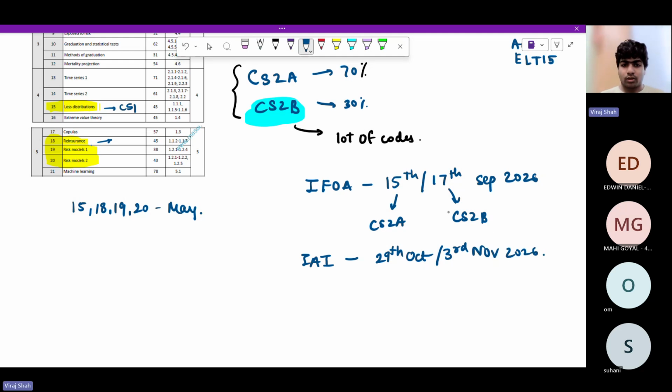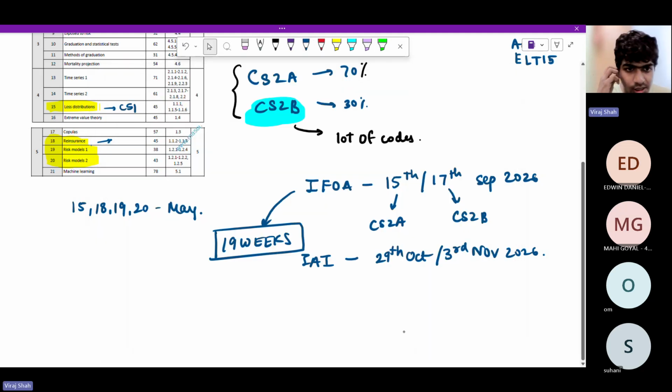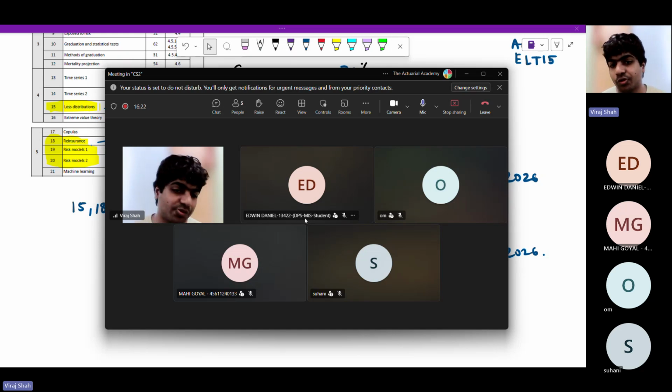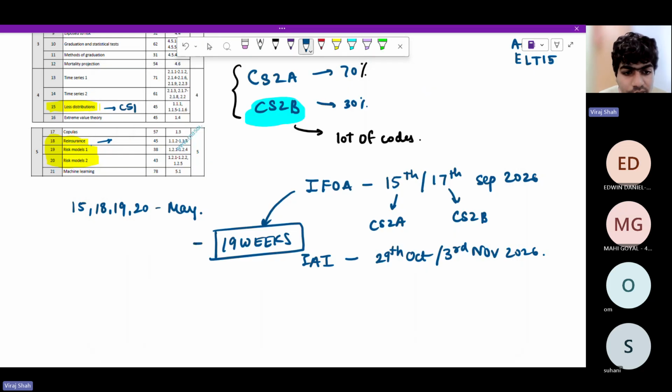Correct? Now, if you see from the IFoA perspective, we only have 19 weeks. We only have 19 weeks to cover our portion. One thing that I make sure of here is we are going to complete our portion exactly 40 days before the exam. I am guaranteeing you, if you follow my deadlines and weekly targets, you are going to complete the portion 40 days prior to the exam, including revision. Okay. So basically, what do I mean by this?